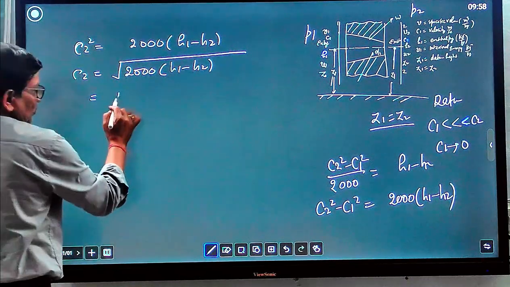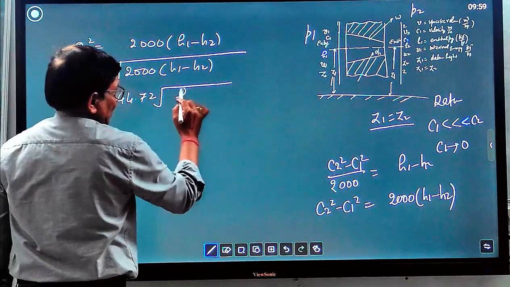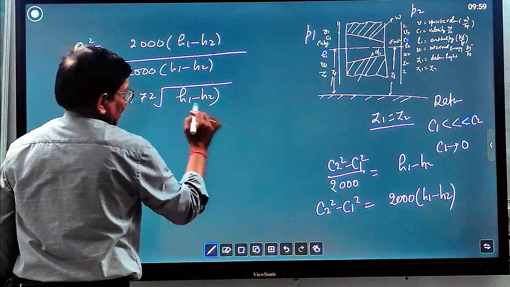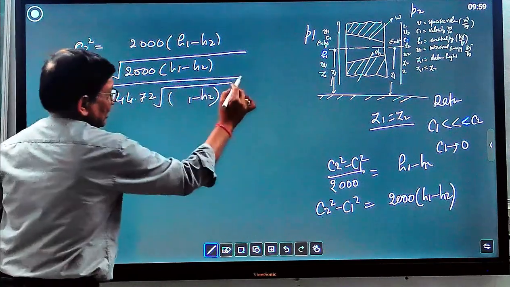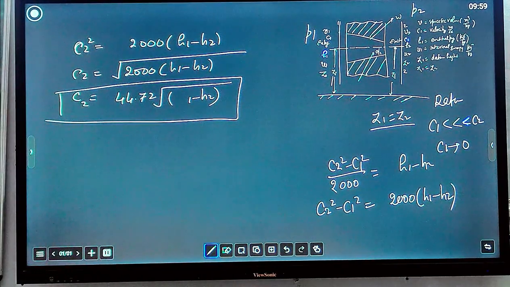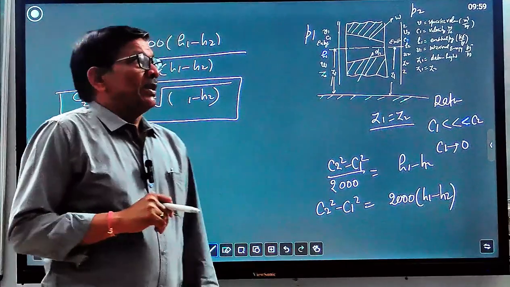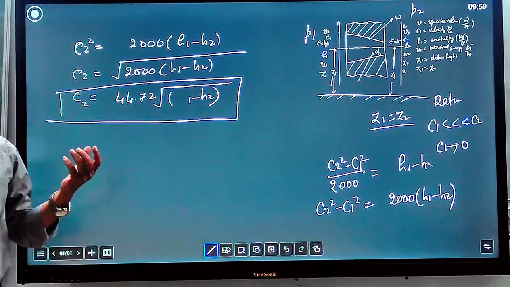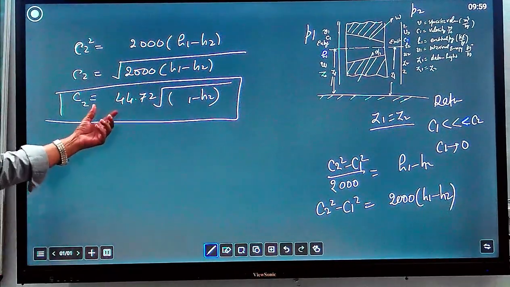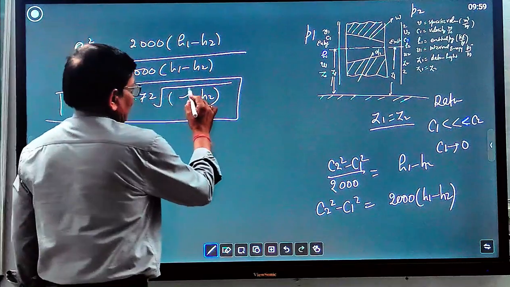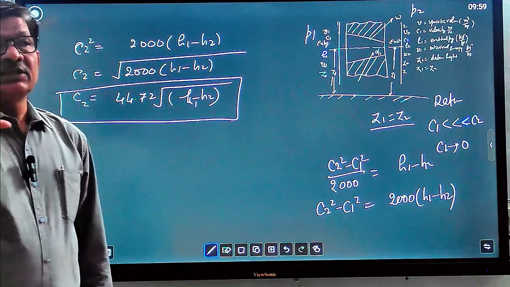Taking the under root of 2000, it is equal to 44.72 root of H1 minus H2. This is the equation for nozzle exit velocity, and you can use this equation even if C1 is not negligible. By making C1 equal to 0, you will find a very small, insignificant difference in your answer. So for C2 you can use this equation with H1 minus H2. This is for the nozzle exit velocity when steam is the working fluid.